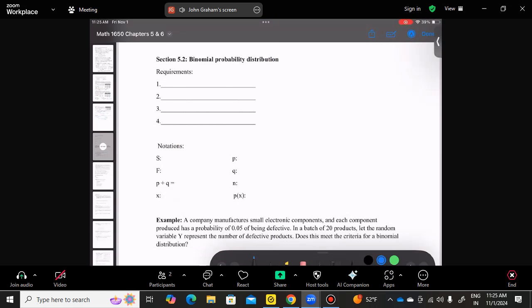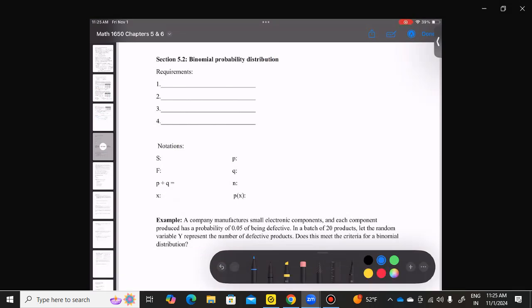This is Math 1650, and this video is over section 5.2. We're looking at the binomial probability distribution, which is a type of probability distribution. So two requirements already exist. That is the summation of all probabilities associated with the random variable has to equal 1, and all probabilities with the random variable have to be between 0 and 1 individually. But there are going to be 4 more requirements included in this.